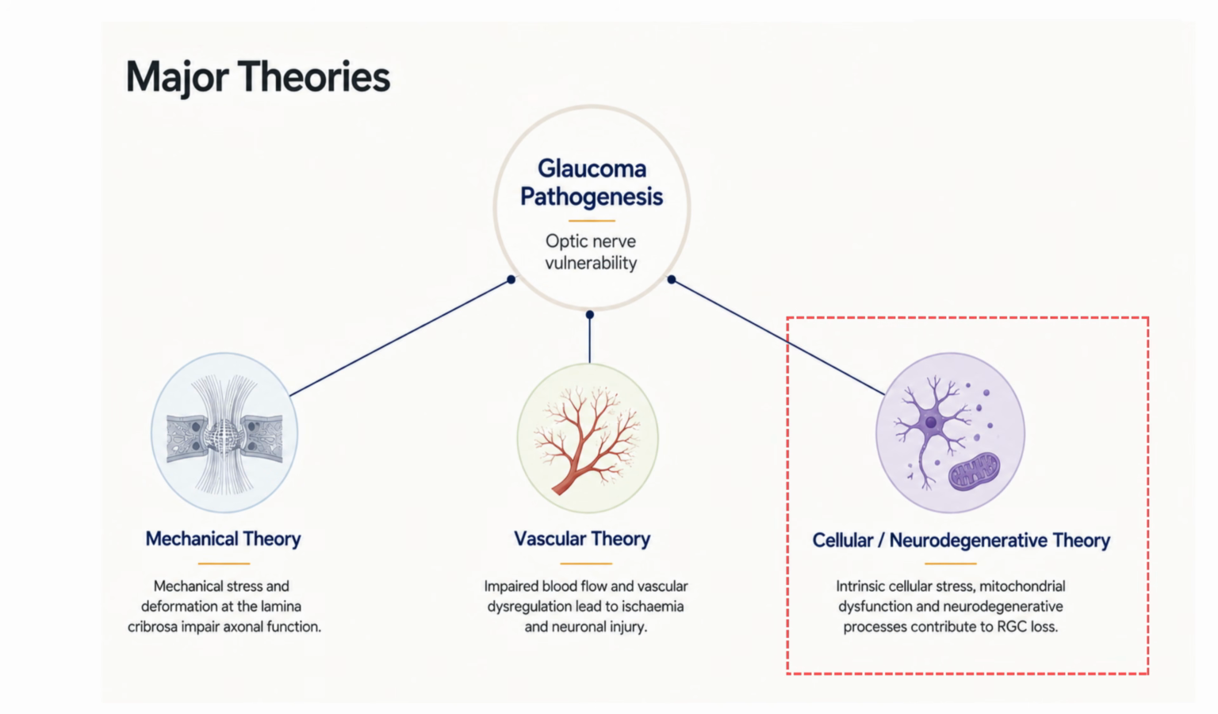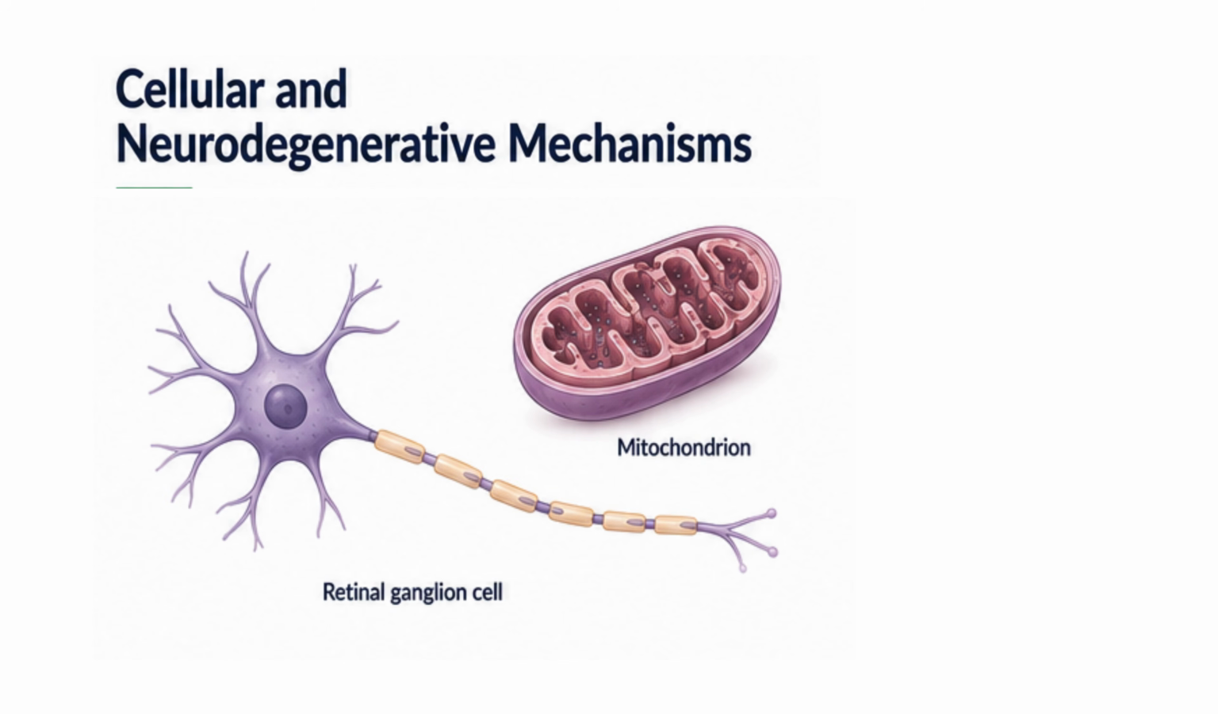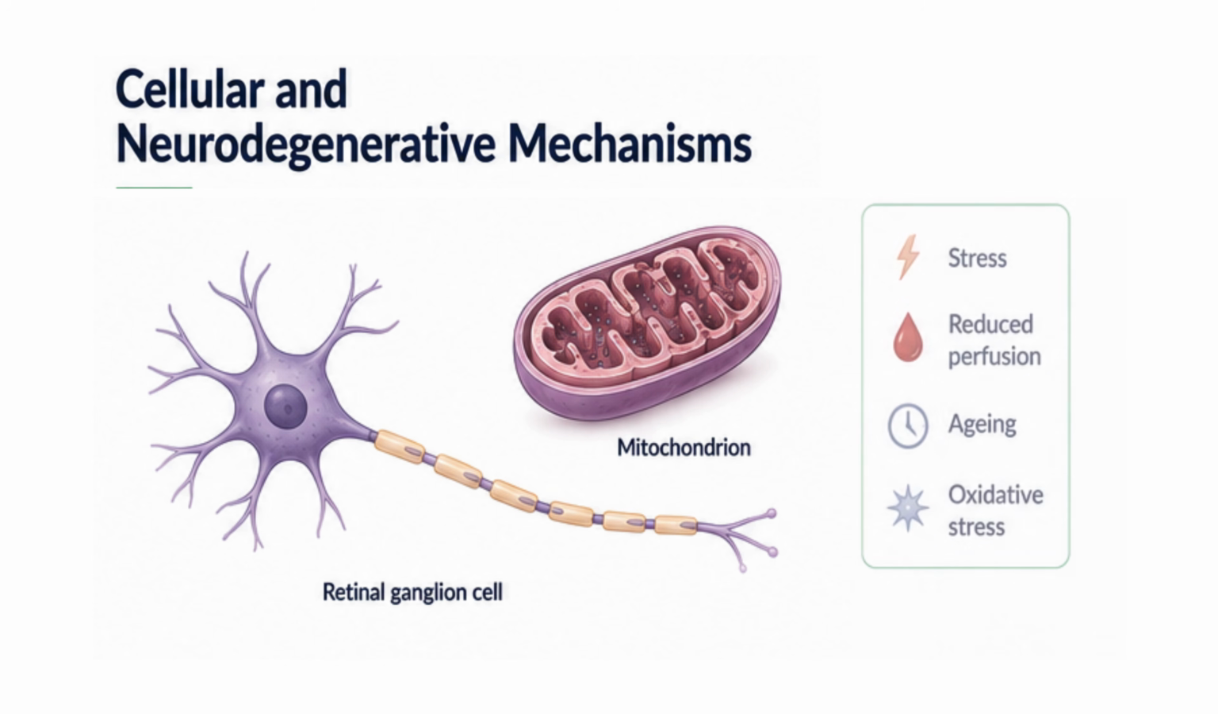The third mechanism is the cellular theory or the neurodegenerative theory. The retinal ganglion cells are highly active neurons. They need a continuous supply of energy to maintain their normal functions. Much of this energy is produced by the mitochondria. Mechanical stress, reduced perfusion, age-related changes, and oxidative stress can all impair mitochondrial function.